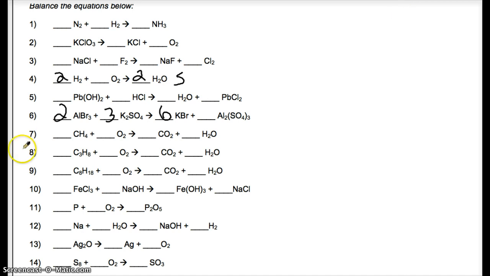Okay, now we take a look. We had aluminum and bromine and potassium and sulfate. So if 2 things are switching places, aluminum would take sulfate, potassium would take bromide, which is exactly what happens. So this is a double displacement, and I'm just going to put DD to show that. Okay. All right, number 7.